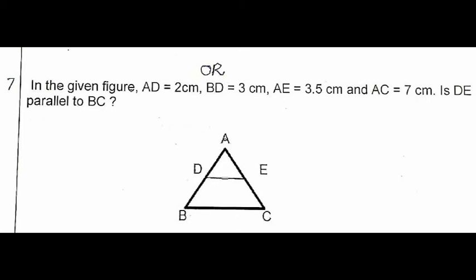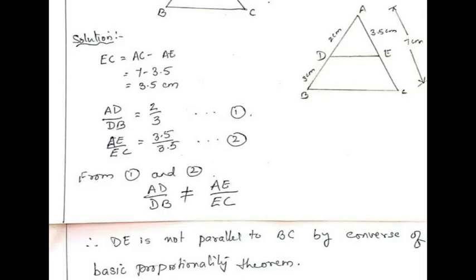Or in the given figure, AD is equal to 2 centimeter, BD is equal to 3 centimeter, AE is equal to 3.5 centimeter, and AC is equal to 7 centimeter. Is DE parallel to BC? We can do this by using the converse of basic proportionality theorem. We see that AD by DB is not equal to AE by EC, and therefore DE is not parallel to BC.